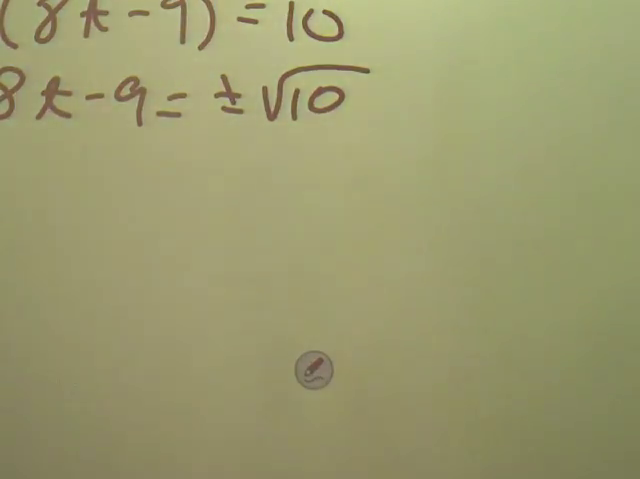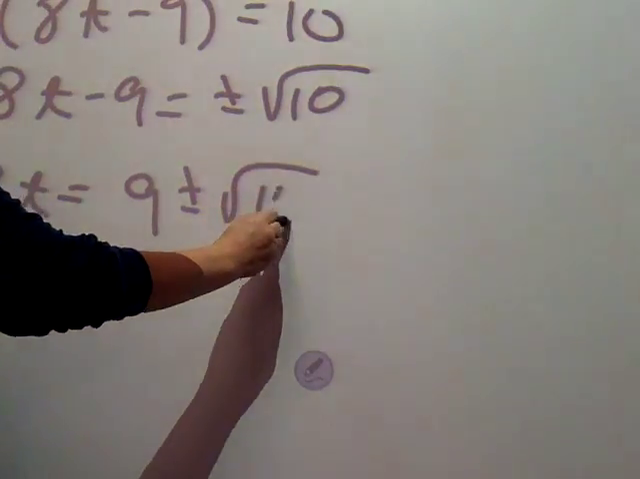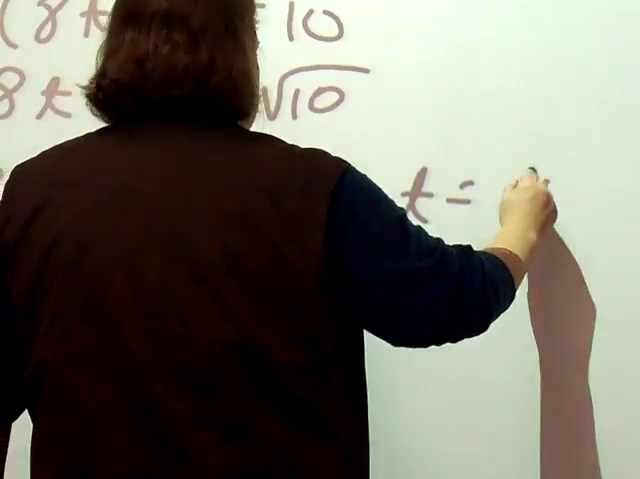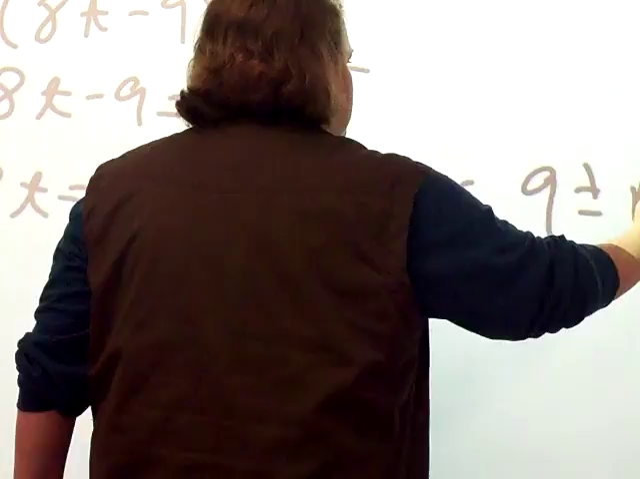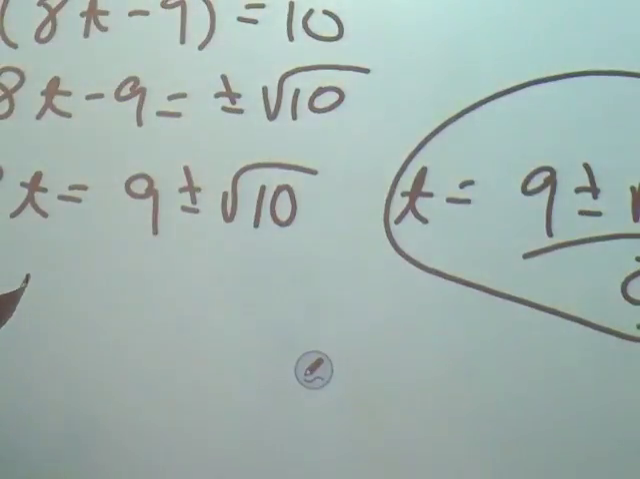Okay, now I'm trying to get the t all by itself. It's got a 9 being subtracted, so I'm going to add that. So 8t would be 9 plus or minus the square root of 10. Last step, your t is being multiplied by 8, so you're just going to divide by 8. So t would be 9 plus or minus the square root of 10 divided by 8, which is 8.